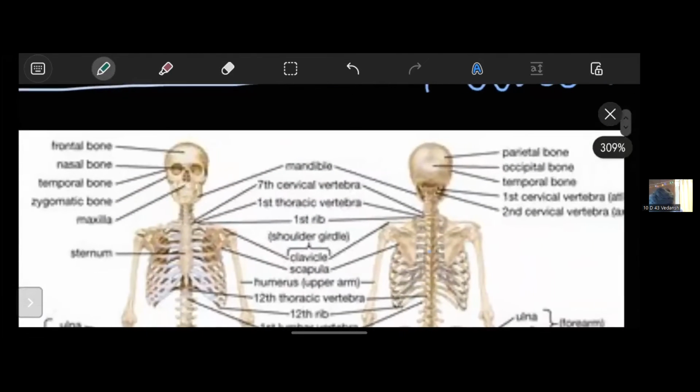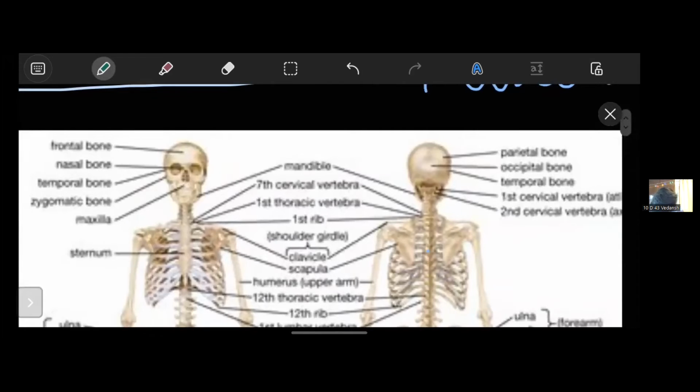So see, there is the parietal bone over here. This is the occipital. If you touch your back, you would feel that there is a slight bump in your head. That is the occipital. Then there is the temporal, meaning this. You can also find temporal lobes over here. Then we have the first and second cervical vertebra just beneath them. And in front, consisting of the face, we have frontal, nasal, temporal again, zygomatic, maxilla, and mandible. That was about the skull.